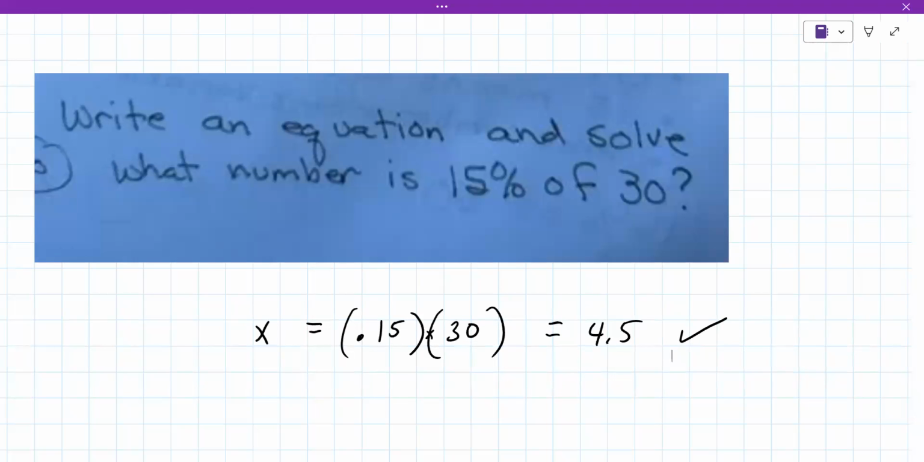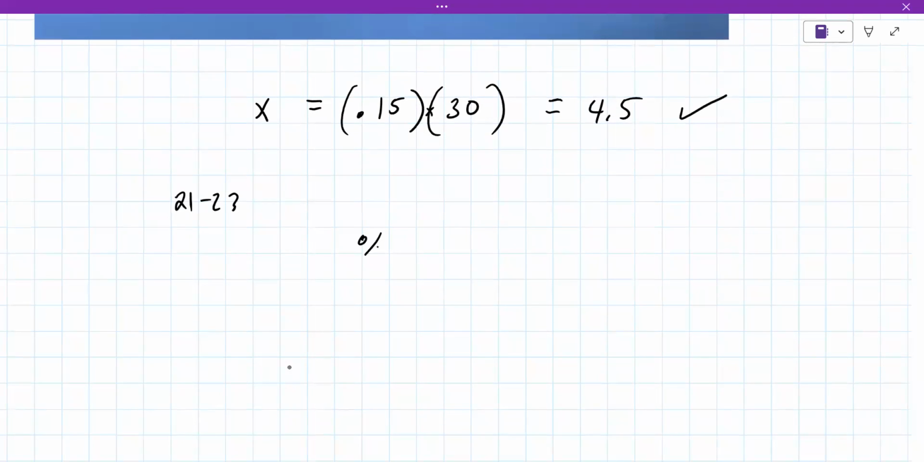All right, so I'm just looking ahead here. 20, 21, 22, and 23 are all the same way. For 21 through 23, you're setting up an equation where basically you're taking that percentage and then multiplying by the number for the rest of them.